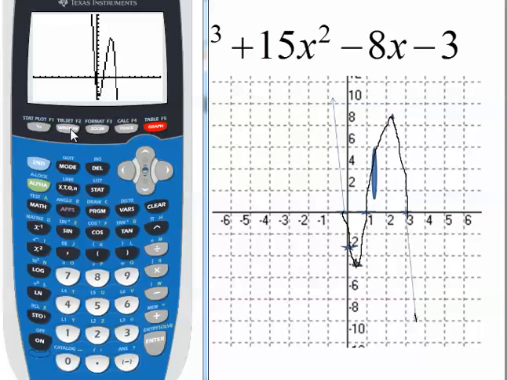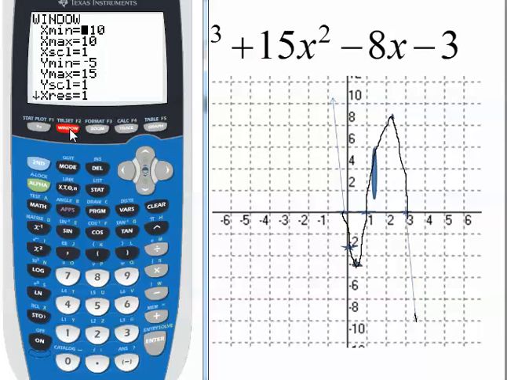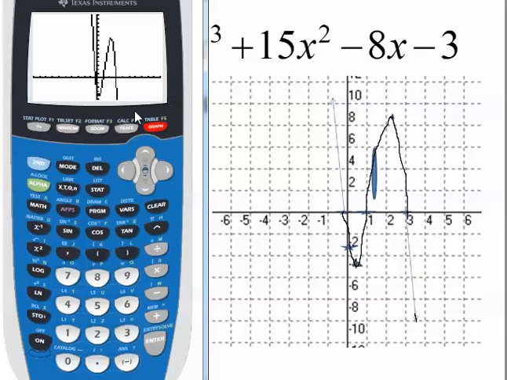Now, I had to change my window parameters on this one. When I fit it, the minimum and the maximum got so big that it just was not viewable. So what I did is I changed the minimum value to -5 so that I'd make certain I was seeing this point, and then the maximum value to 15 so that I could see this maximum point up here. And then when I graph it out, it looks like this.